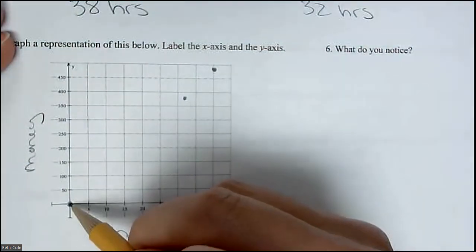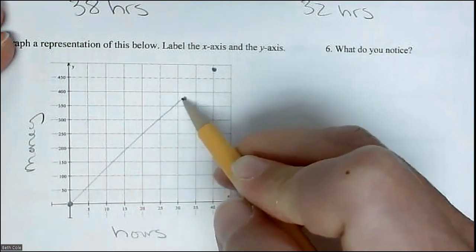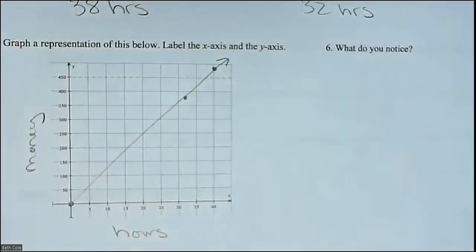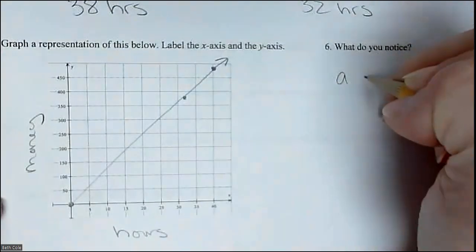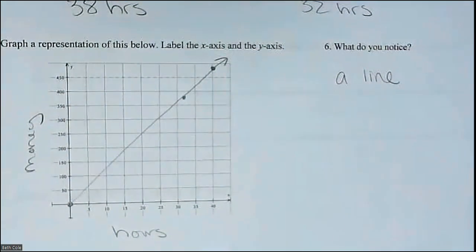But the point is, when you connect them, what do you get? What shape is it when you connect them? A line. What do you notice? It's a line. That's fine. I'm not going to grade your art skills. Okay. But it's a line, right? As opposed to a circle. Do you get what I'm saying? Linear.